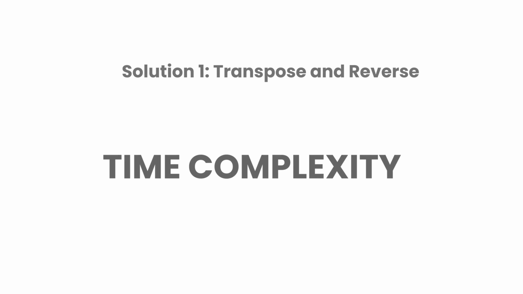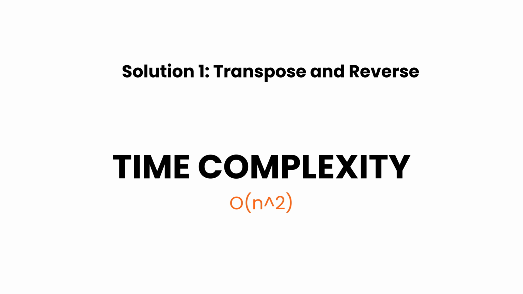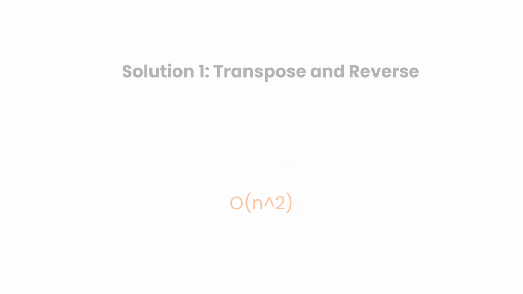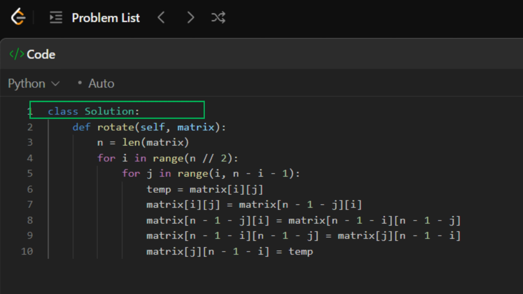Now, let's break down the first Python solution for Rotate Image, a clean two-step strategy that flips the matrix and then reverses it to achieve a perfect 90-degree rotation. We start by defining the Solution class. LeetCode looks inside this class to find the rotate function to run. This defines our rotate method. It receives the matrix we want to rotate 90 degrees clockwise.